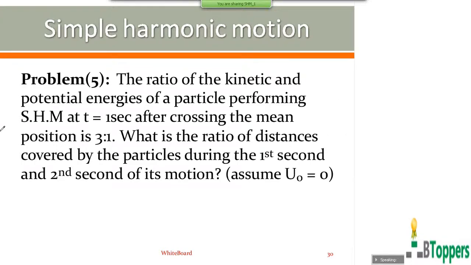The ratio of the kinetic and potential energies of a particle performing simple harmonic motion at t equal to 1 second after crossing the mean position is 3:1. What is the ratio of the distances covered by the particle during the first second and second second of its motion?